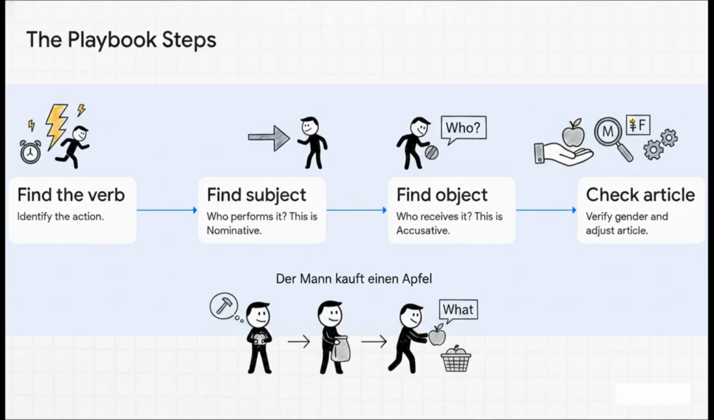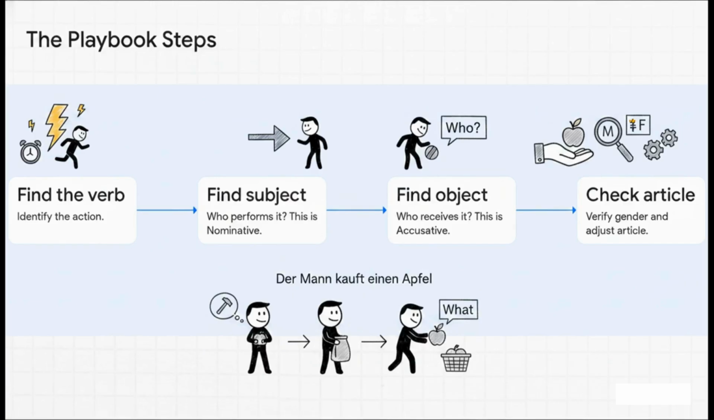Here are 4 simple steps to decode or build any basic German sentence. Step 1, find the verb. Step 2, find who performs it. That's your subject, your nominative. Step 3, find who or what receives it. That's your object, the accusative. Step 4, just check the gender and the article.